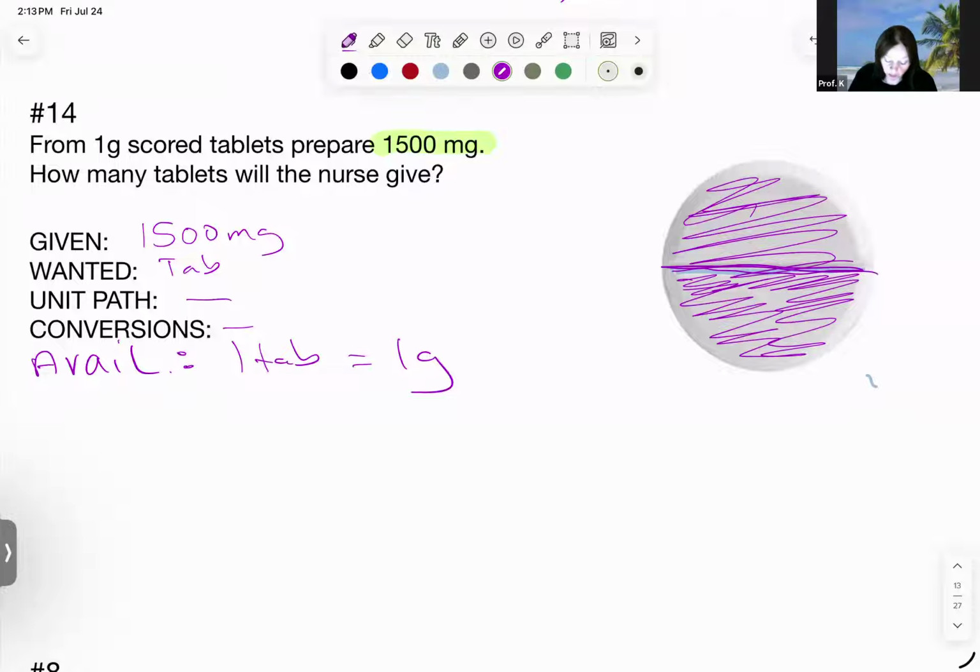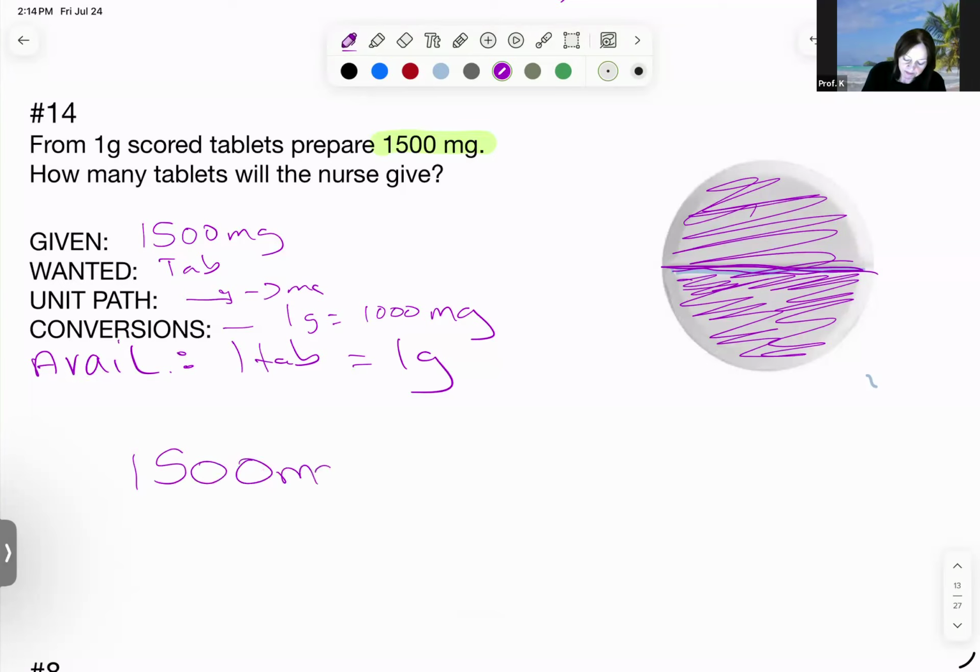So I do need a conversion. What's my conversion I need? 1,000 milligrams to 1 gram. So I do need a path, grams to milligrams, because what's available is different from what is ordered. And that's why I need to know my conversions. So we start with the given. My wanted is tablets. And this tablet happens to be scored.